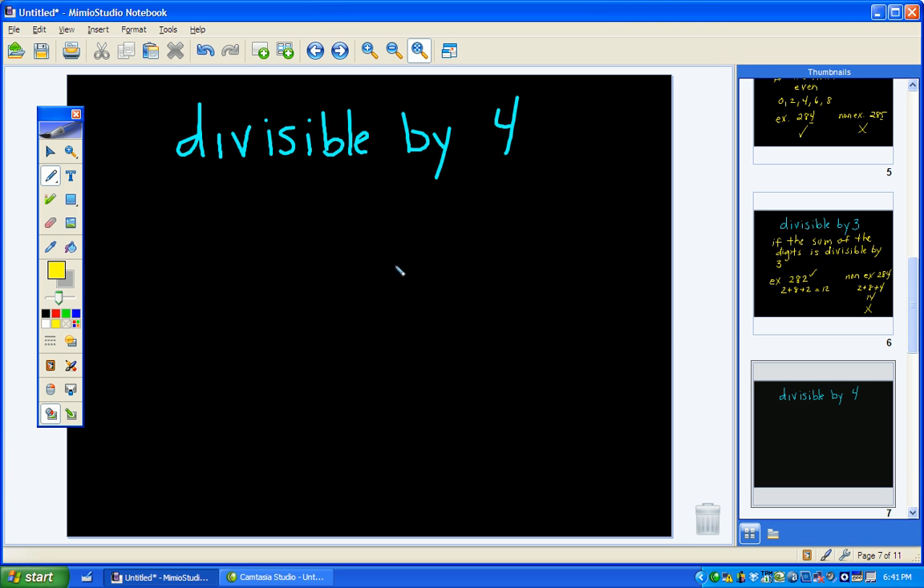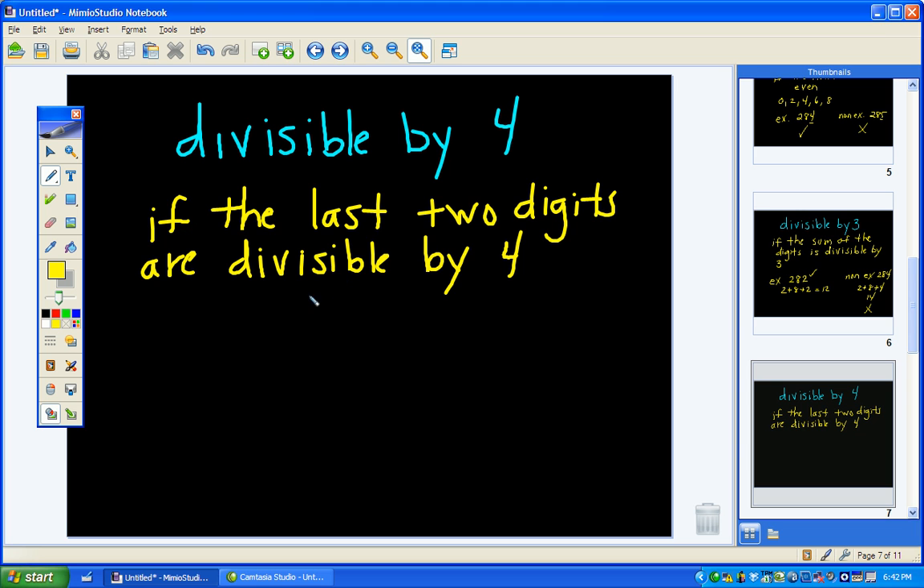Open up your divisible by 4 tab. Here is the rule. If the last 2 digits are divisible by 4, then we know the whole number is divisible by 4. So let's do an example, and we'll do a non-example, just like we've been doing.